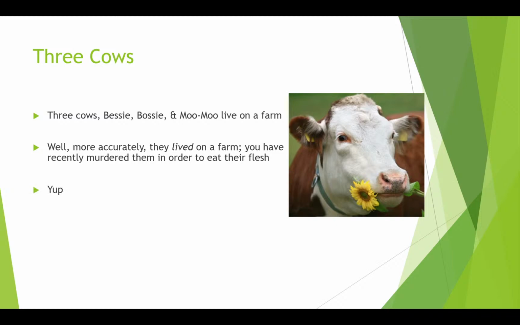Yep, yep, yep. Yeah, I know you only just met them. It's like, here's a picture of Bessie. She's a hamburger now. Well, that's not fair. She's a lot of hamburgers now.